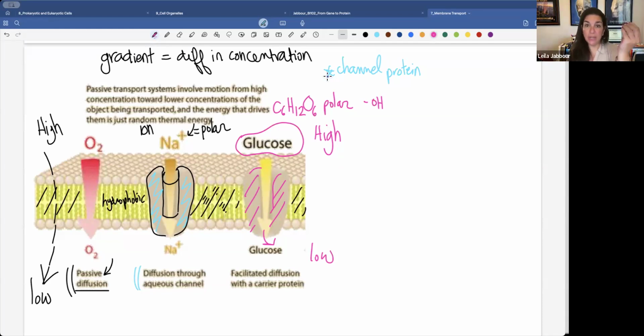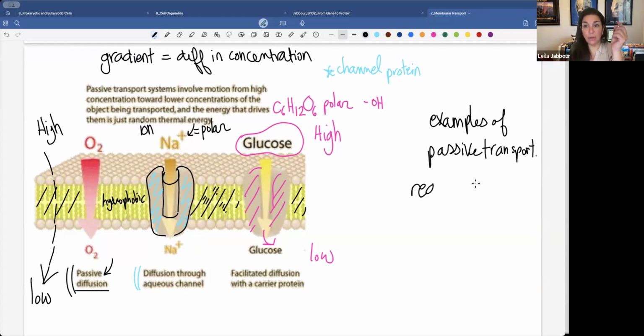So these are all types of passive transport. These are examples of passive transport. But don't forget the definition: it is from high to low concentration, and it requires no external energy in the form of ATP.